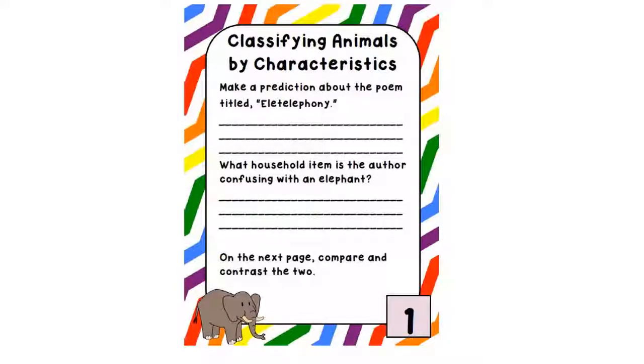Now you have your listening journal that I handed out to you. You should have it with your name on it. There are two pages to fill out for lesson 1. We're going to go over a poem. The poem is called Alla Telephoni. You're going to make a prediction about that poem. Write it down on those lines before we read the poem. Then you're going to tell me what household items the author is confusing with an elephant. It gives you kind of a clue there. And then on the next page, you will compare and contrast the elephant and the household item.